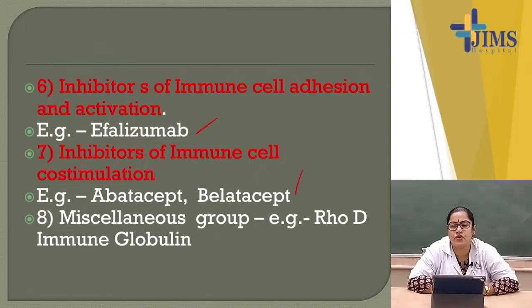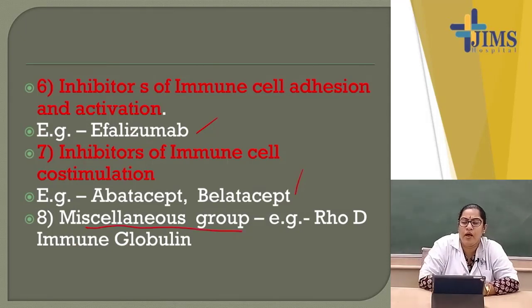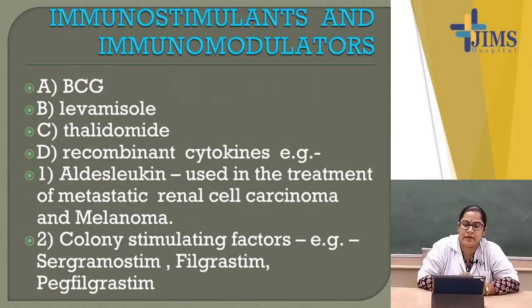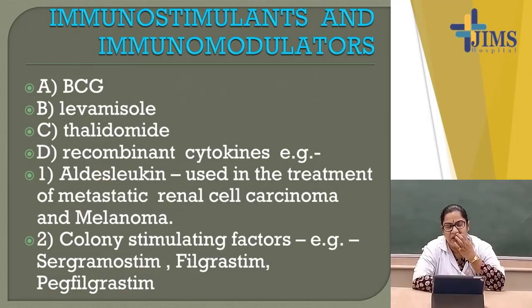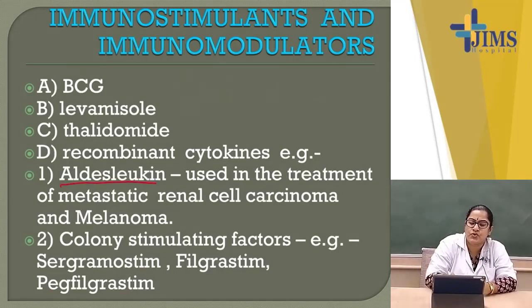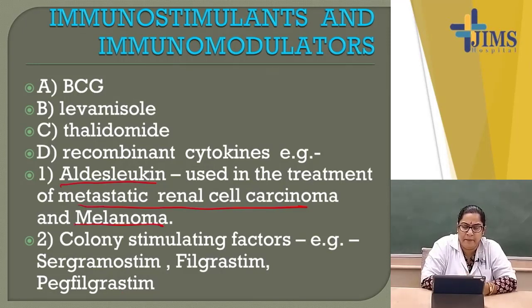Now, in the miscellaneous group is the Rh D immunoglobulin. Everybody knows about the anti-D antibody, so it is the RhD immunoglobulin. Now we are coming to the immunostimulants and immunomodulators. Among the immunostimulants, the BCG vaccine can be used as an immunostimulant, then levamisole, which has already been discussed, thalidomide, and recombinant cytokines. This is very important, and among them aldesleukin is used for the treatment of metastatic renal cell carcinoma and melanoma.